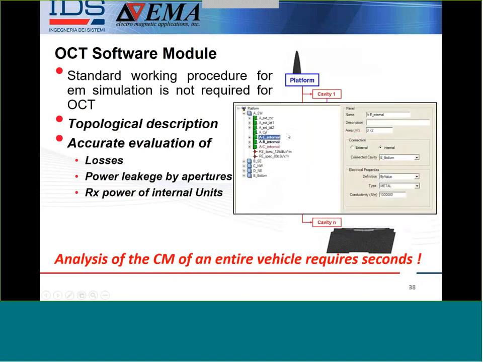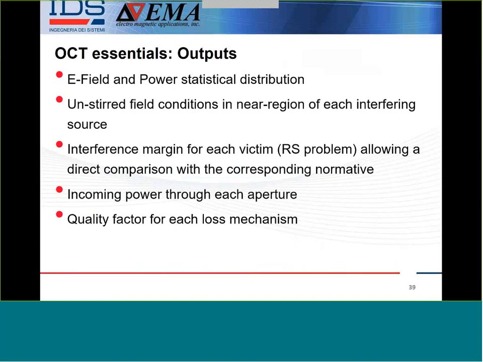And so what we get is something that looks not like a typical CAD-based model, but a flowchart. So what we get out of it is the E field and the power statistical distribution. We get the non-stirred conditions in the near field regions of the source. We understand our interference margin, meaning we know this device will be upset at this field, and we know this is the field incident in the cavity, so what's our safety margin? We know the incoming power at each aperture, and we know the Q factor for each loss mechanism.